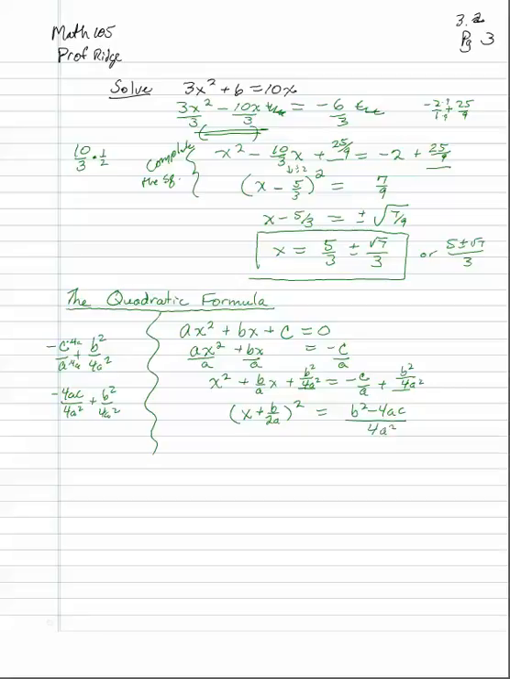Now we're ready to do the square root principle. Square root both sides. x plus b over 2a equals plus or minus square root of b squared minus 4ac over 4a squared. Now we're going to take the square root of the top, which you can't simplify, and then the square root of the bottom. We'll first subtract b over 2a from both sides. Again, the square root of the top is b squared minus 4ac, which you can't simplify. The square root of the bottom, well, you can simplify that to be 2a.